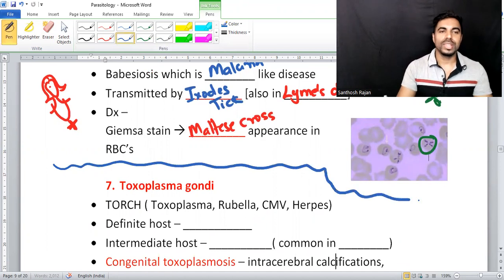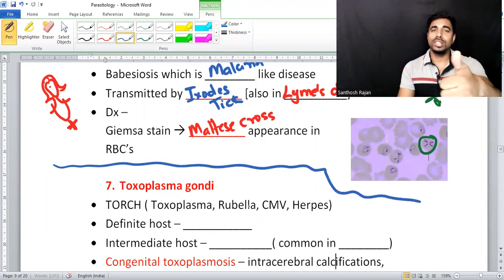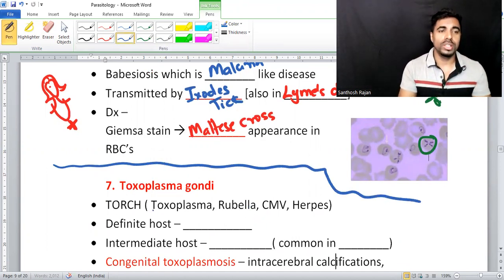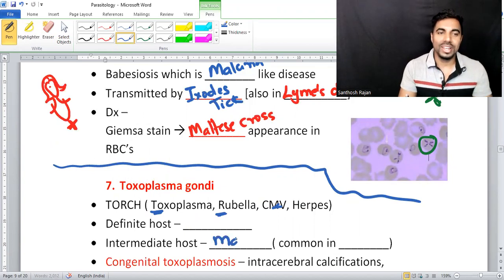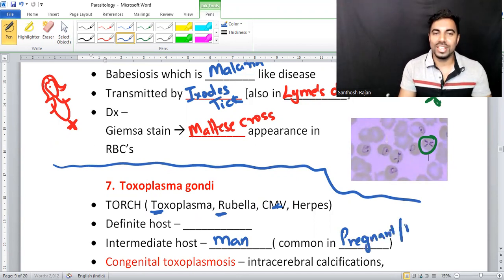Toxoplasma gondii, it's also very easy. Toxoplasma gondii comes under TORCH infection. You know, TORCH means T is toxoplasma, R for rubella, C for CMV cytomegalovirus, and then H for herpes. Definite host is, I told you, HMTM group. HMT means man is intermediate host. So man comes in intermediate host. And in man, I want to stress pregnant ladies and HIV patients. They are very common in pregnancy and HIV patients.